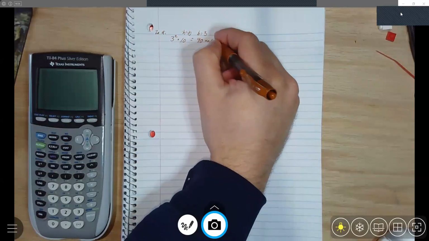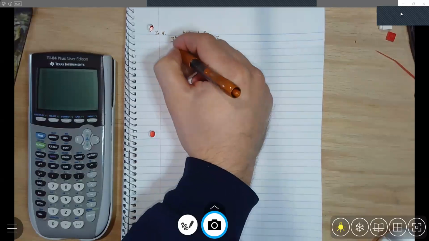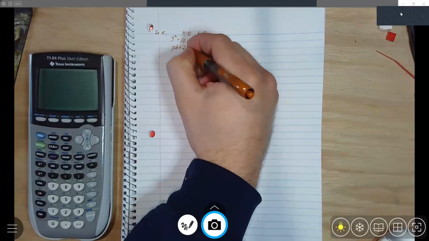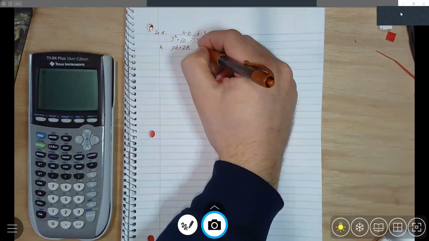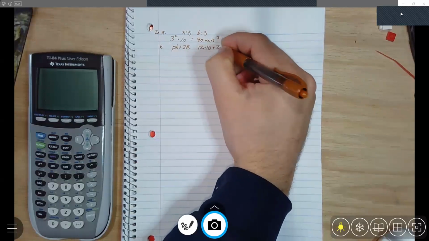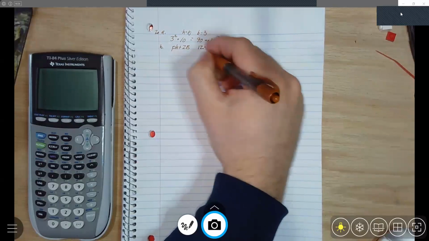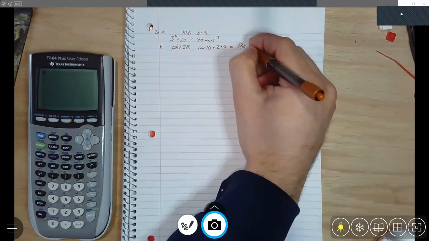Surface area is perimeter of the base times the height plus 2 times the area of the base. So perimeter of the base is going to be 12, 3 times 4. The height is 10. And we already found the area of the base to be 9. So you got 120 and 18 is 138 units square.